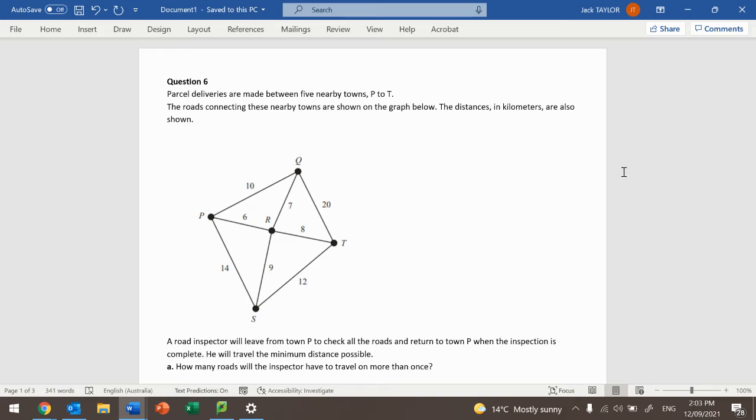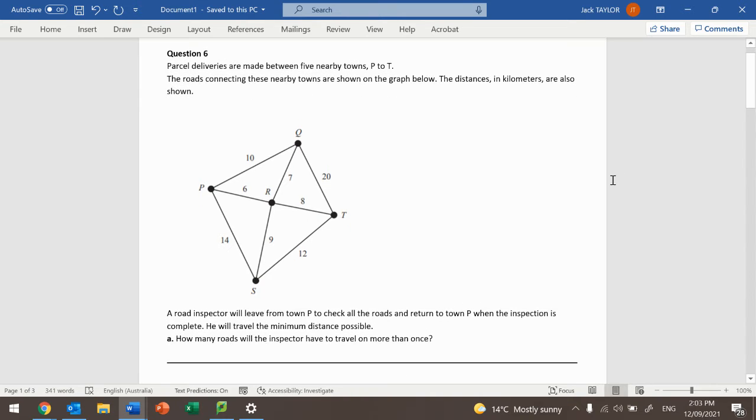So there's a few ways to go about this question. You can do a bit of trial and error where you try and get through as many as you can and then see how many you have to double up before you get back to P. So you can do it that way. That's fine. It's a bit more tedious.